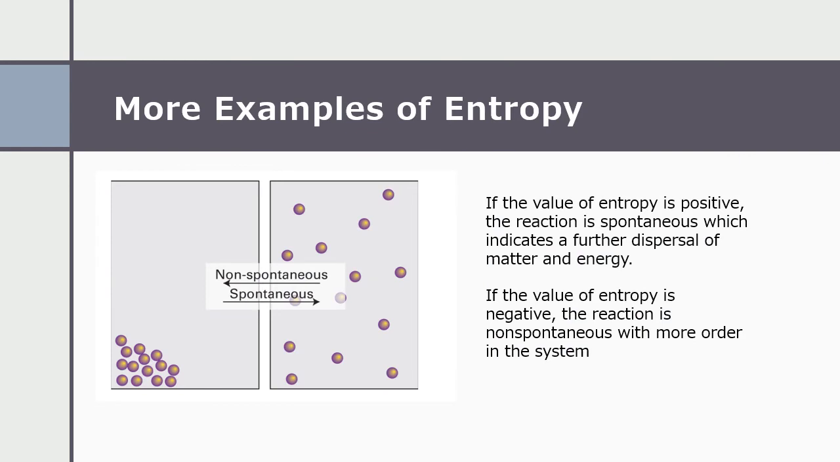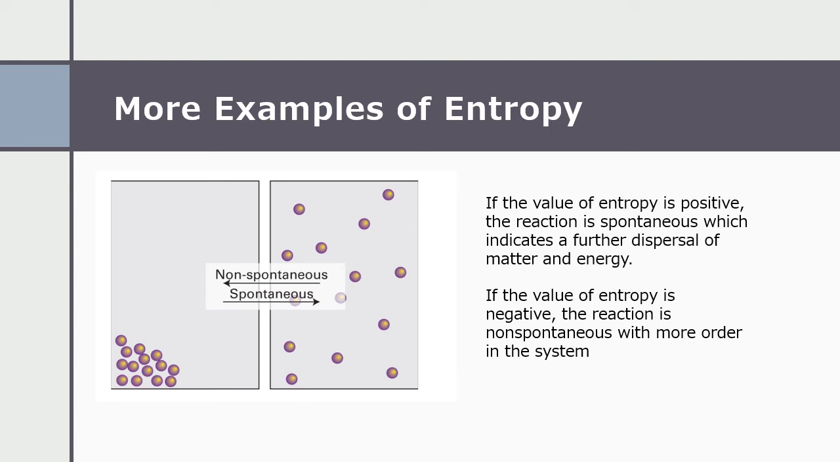Here's a visual of entropy, and this visual shows how matter is dispersed. On the left is a non-spontaneous reaction where all the matter is clustered together in the corner, while a spontaneous reaction is the dispersal of matter and energy everywhere. So if the value of entropy is positive, the reaction is spontaneous, which indicates further dispersal of matter and energy. However, if the value of entropy is negative, the reaction is non-spontaneous, and there is more order within the system.